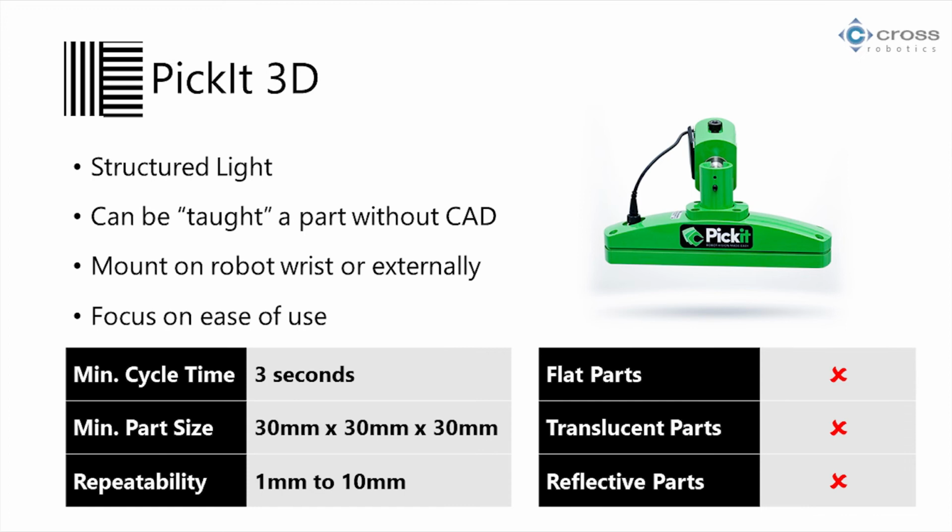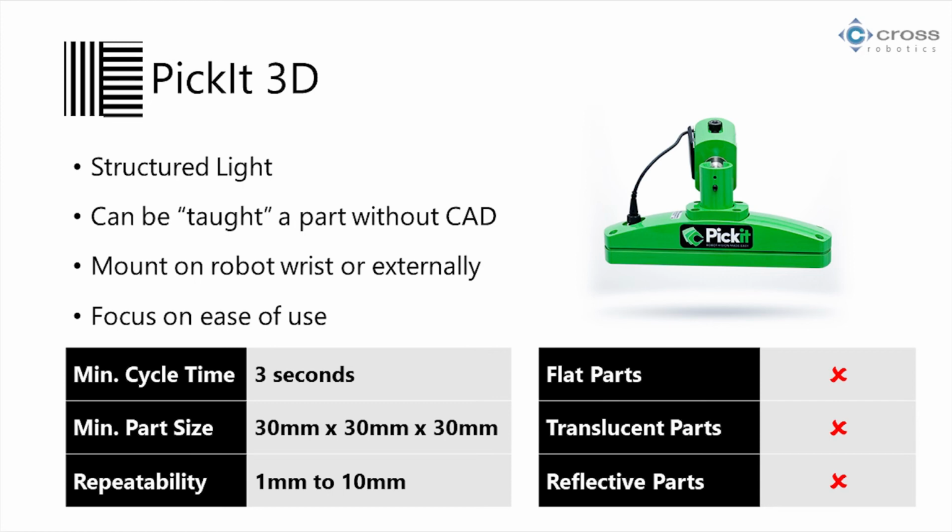Okay, so remember how I talked about the different areas with the sensor? Their focus is ease of use, so that you can program it from a web-based environment. Their minimum cycle time is 3 seconds. So if your process requires faster cycle times than that, Pickit might not be the best solution, right? They have a minimum part size of 30 by 30 by 30. I think they just came out with another model that reduces that slightly to 5 millimeters or so. The repeatability is 1 millimeter to 10 millimeters, depending on which model you get.